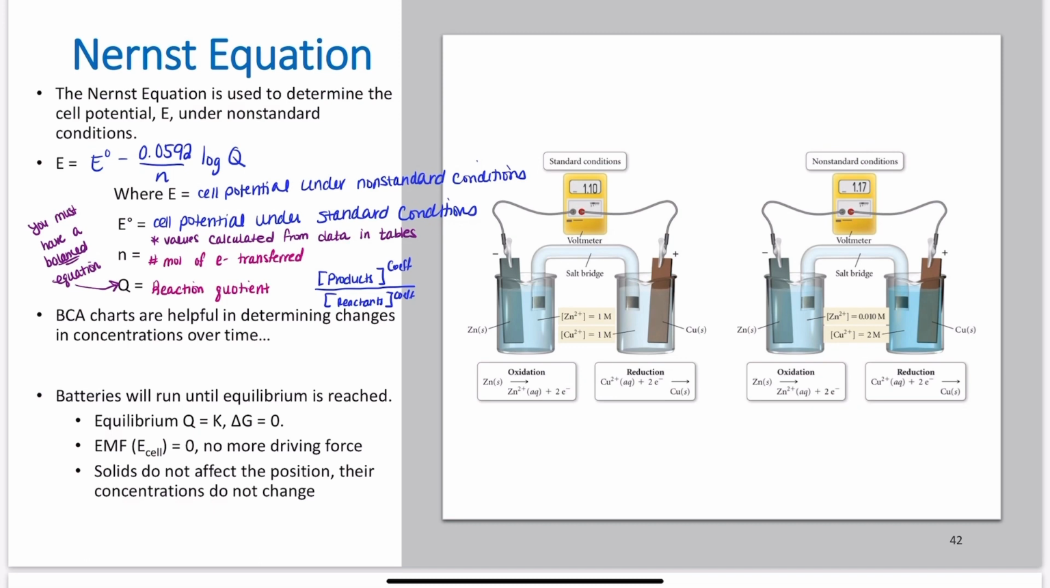And again, solids do not affect the position. Their concentrations are not changing. So when you see a solid copper electrode or a solid zinc electrode, it's not changing your Nernst equation. It does not go into Q.